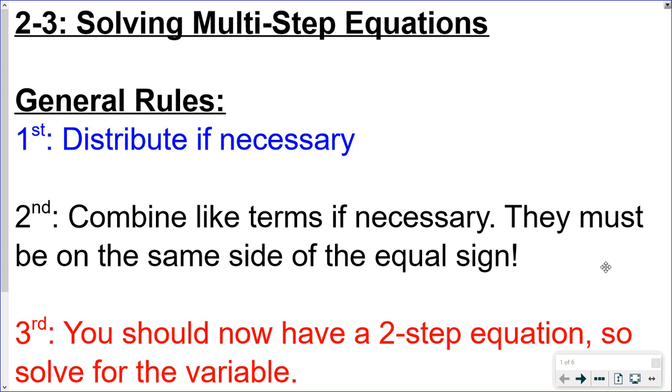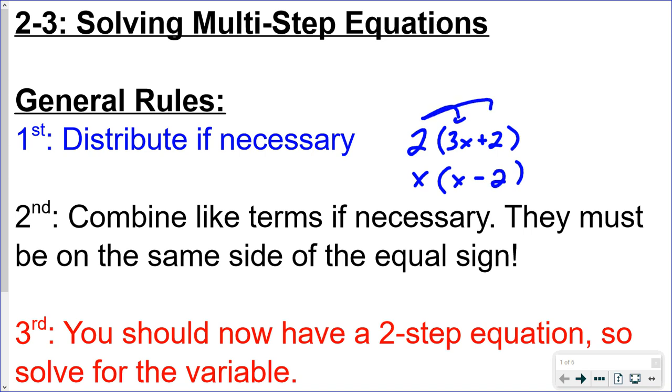The first step is, if you see distributive property in the equation, meaning, let me give you an example of what that would look like, a number outside of parentheses or a variable outside of parentheses, and inside of the parentheses are 2 or more things being added or subtracted together. All right, that's distributive property. Just remember that you multiply everything inside the parentheses times whatever's outside the parentheses. That would be step 1 in a multi-step equation.